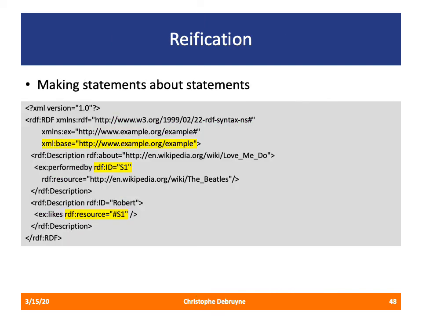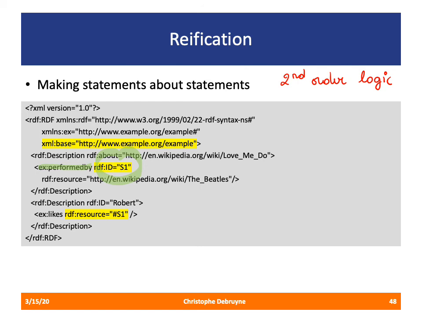Another challenge in RDF is reification. Reification is about making statements about statements, or second order logic. Here we have an example. We have a relationship between the song Love Me Do and the Beatles, being performed by. So we have the song Love Me Do performed by the Beatles, and I give that relationship an ID, S1, and I will be using that ID to say something about that relationship.